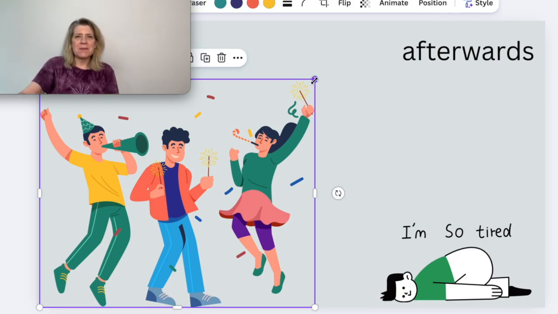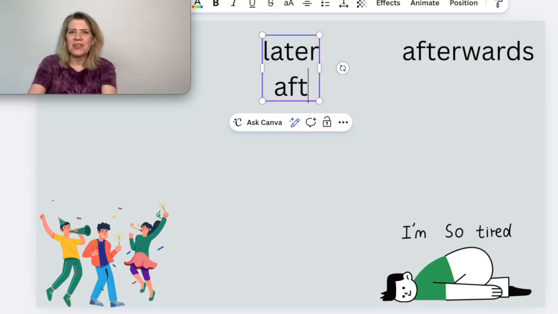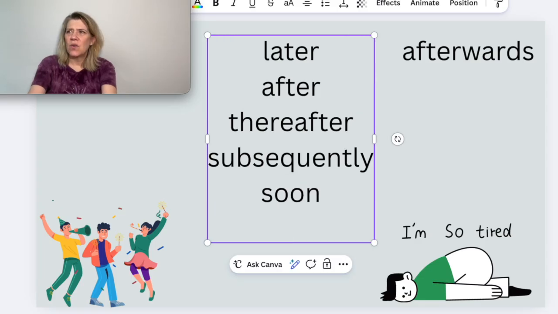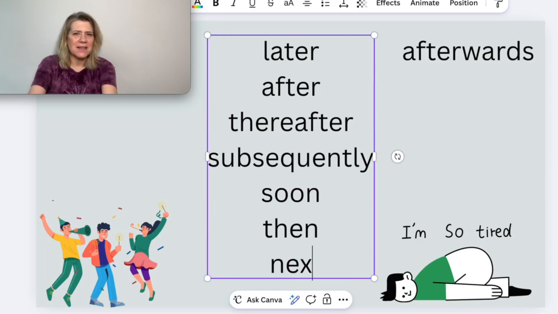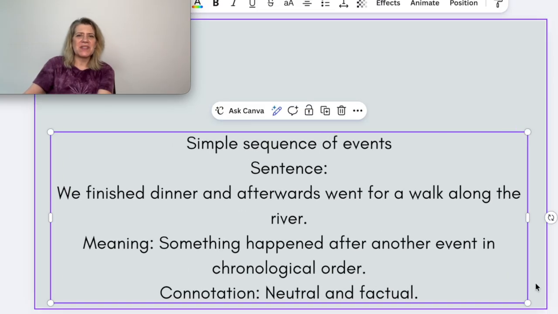Some synonyms for the word afterwards are later, after, thereafter, subsequently, soon, or then. It can even be next. So the word afterwards shows a typical sequence of events. We finished dinner, and afterwards, we went for a walk along the river. It means something happened after another event in chronological order.